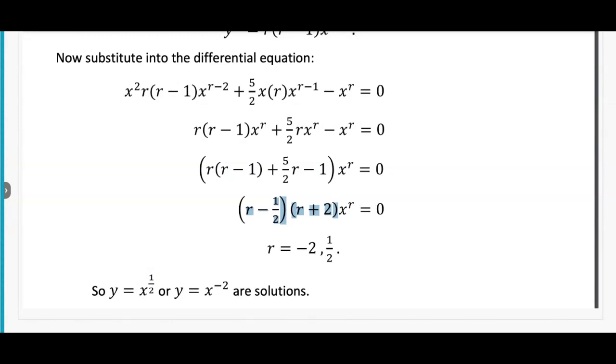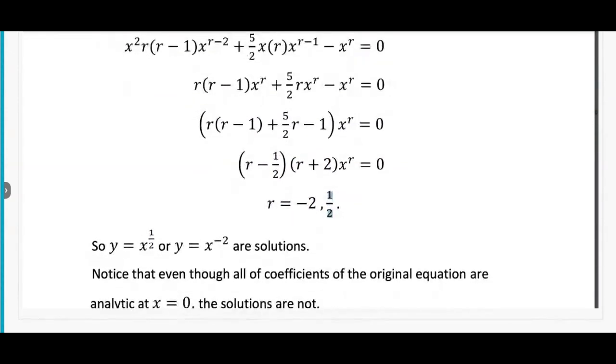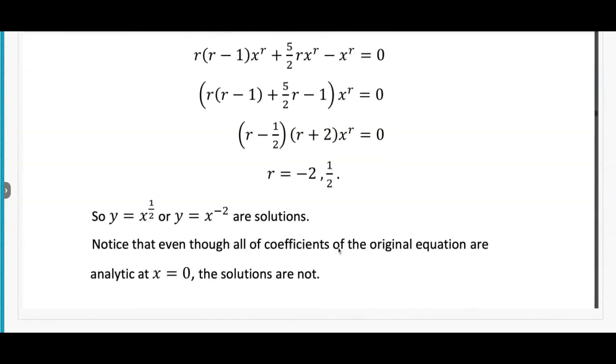So what's our goal? Our goal is to solve for r, right? This is similar to before. And solve for r. So r equals -2.5. Okay, so we have two solutions. We have x raised by half, square root of x, and x raised by -2, 1 over x squared, as solutions.